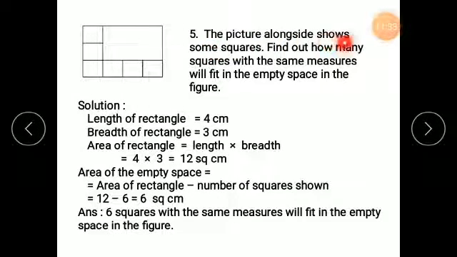The picture alongside shows some squares. Find out how many squares with the same measures will fit in the empty space in the figure. See the question. एक शेप दिया गया है जिसमें कुछ बॉक्सेस दिए गए हैं, तो ये बाकी जो बचा हुआ ब्लैंक सेक्शन है उसका एरिया कितना होगा, मीन्स उसमें कितने ऐसे स्क्वायर्स फिट होंगे. We know that number of squares is the same as its area. Total number of unit squares in that area is equal to its area. हिंस यहाँ पे कितने स्क्वायर्स आएंगे, माने इस एम्प्टी स्पेस का हमें एरिया निकालना है.